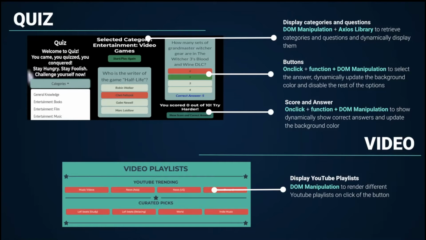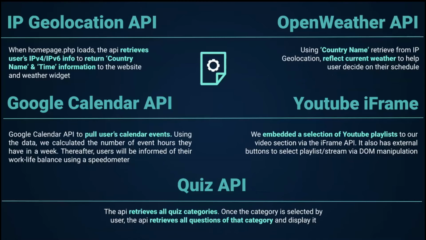For the video page, DOM manipulation is once again used to change the values of the iframe element to change the YouTube playlists being called. We use 5 APIs for the web app.